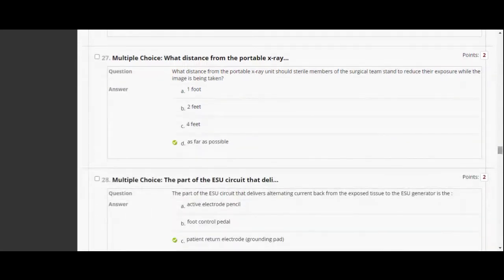What distance from the portable x-ray unit should sterile members of the surgical team stand to reduce their exposure while the image is being taken? As far as possible. Truly, you want to step away from that, whether it be the C-arm or a flat plate in the operating room. Try to get yourself as far away from it, while also staying sterile and staying in the room.